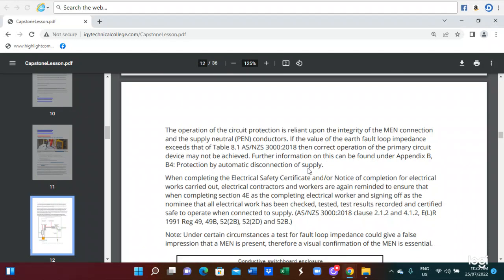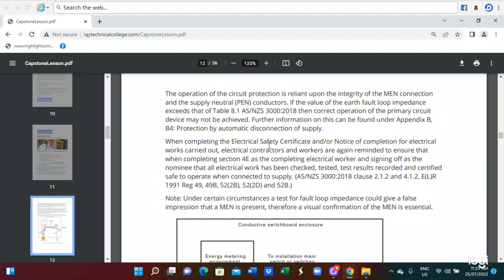The operation of circuit protection is reliant upon the integrity of the MEN connection and the supply neutral conductor. Therefore, the MEN connection and the neutral conductors are important aspects. We have to know how to properly measure the MEN connection and neutral conductor as well. In this case, we also have to follow the earth fault loop impedance. Earth fault loop impedance must not exceed AS/NZS 3000, table 8.1, 2018 edition. So this earth fault loop impedance is also important. It must not be greater than table 8.1 of the AS/NZS 3000.